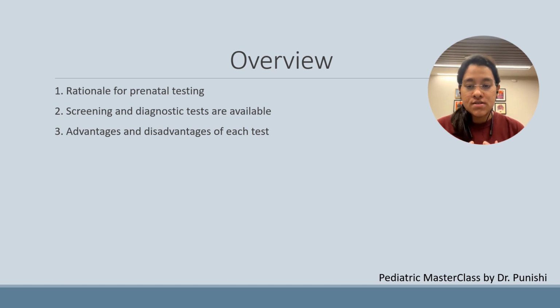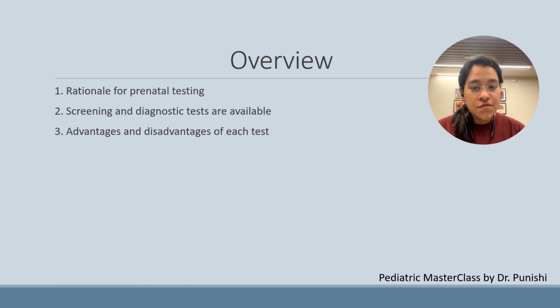So the overview of the discussion is going to be rationale of prenatal testing. So why are we interested in prenatally testing for Down syndrome? What are the screening and diagnostic tests available? And what are the advantages and disadvantages of each of these tests?